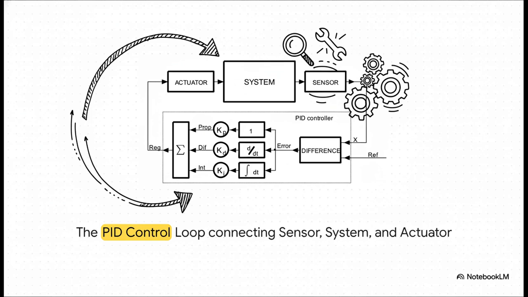This error signal is then fed simultaneously into 3 distinct mathematical blocks: the proportional, integral, and derivative controllers, P, I, and D. Those 3 calculations get summed together to create one final master regulation command that tells the actuator exactly how hard to push or pull the system. It's just this constant, never-ending cycle of measuring, calculating, acting, and repeating.